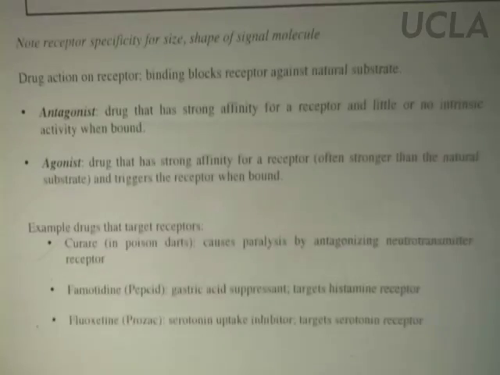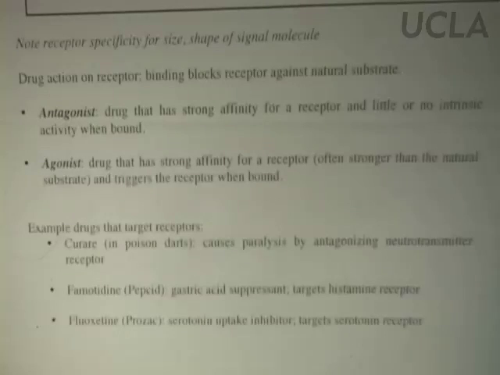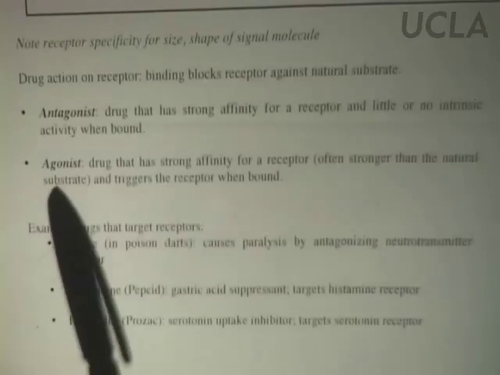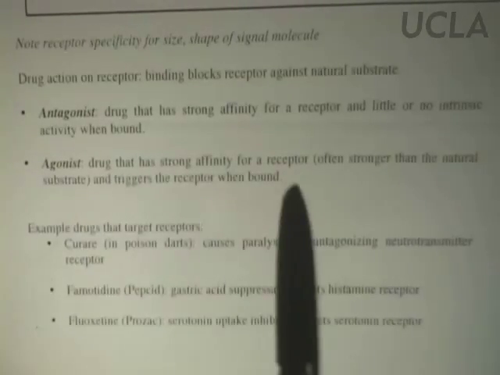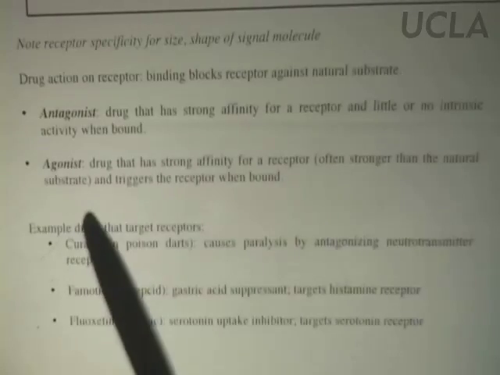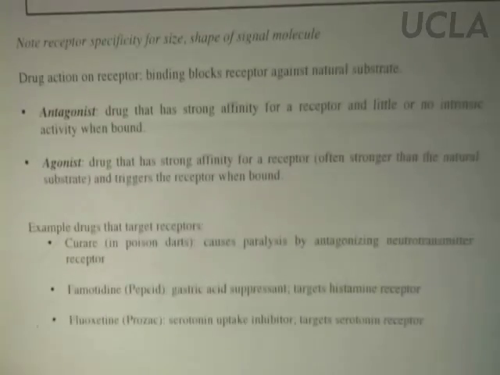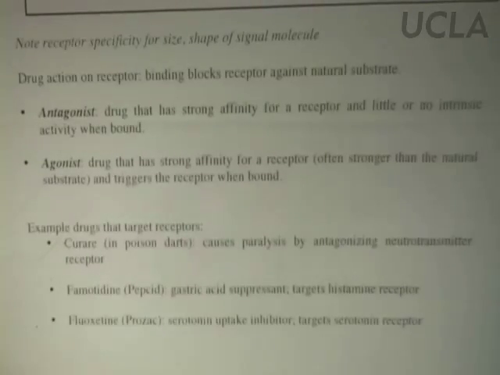On the other hand, there are times when we need a drug to go into the receptor and make it fire. That may happen, let's say, if there's a deficiency of the normal signal molecule. And in those cases, we call these drugs agonists. These are things that have a strong affinity for the receptor and trigger the receptor, cause it to send out its signal. Sometimes, many times, agonists actually have stronger affinity for the receptor, stronger binding than the natural substrate.